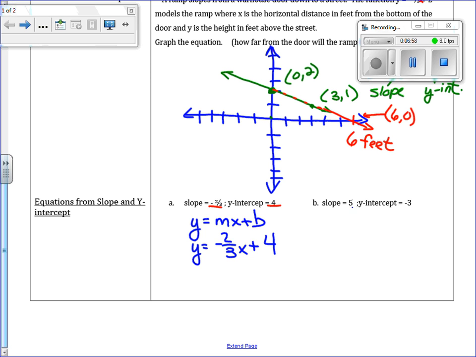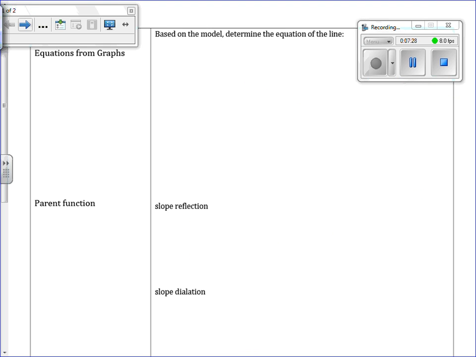Here I have a slope of 5, a y-intercept of negative 3. So I'm using y equals mx plus b. And so that's going to be y equals 5x. Because it's a negative 3 that I'm dealing with, I'm not going to say plus negative 3. I'm just going to say minus 3. So now based on the model, which of course you don't see here, let's go ahead and draw our model.